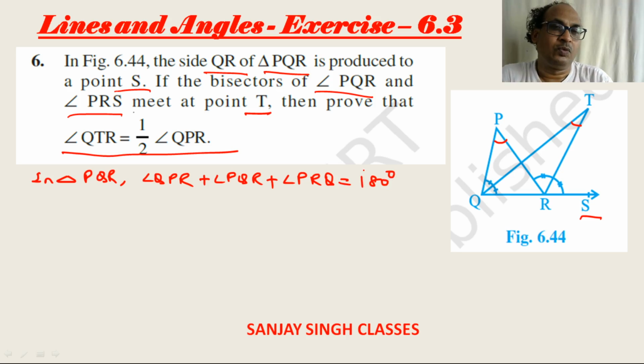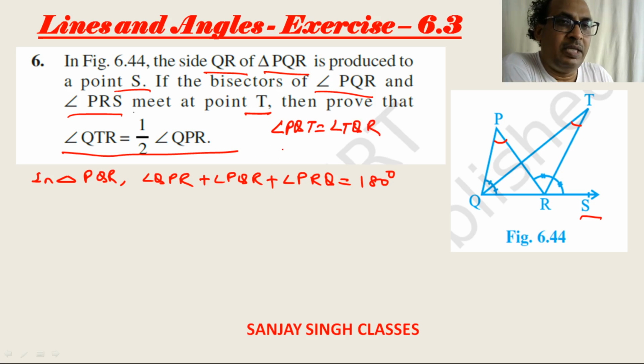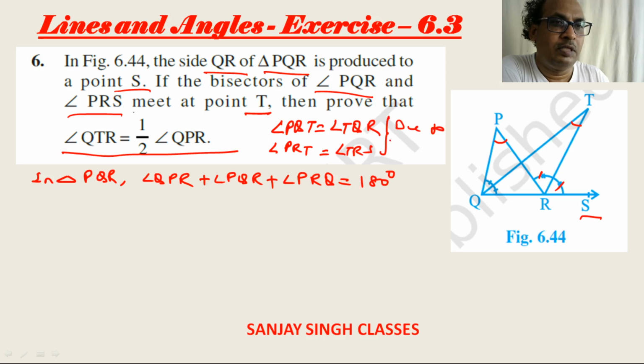Okay, right. Further, it is given that angle PQT is equal to angle TQR. Similarly, because this angle and this angle are equal, angle PRT is equal to angle TRS, due to angle bisectors.